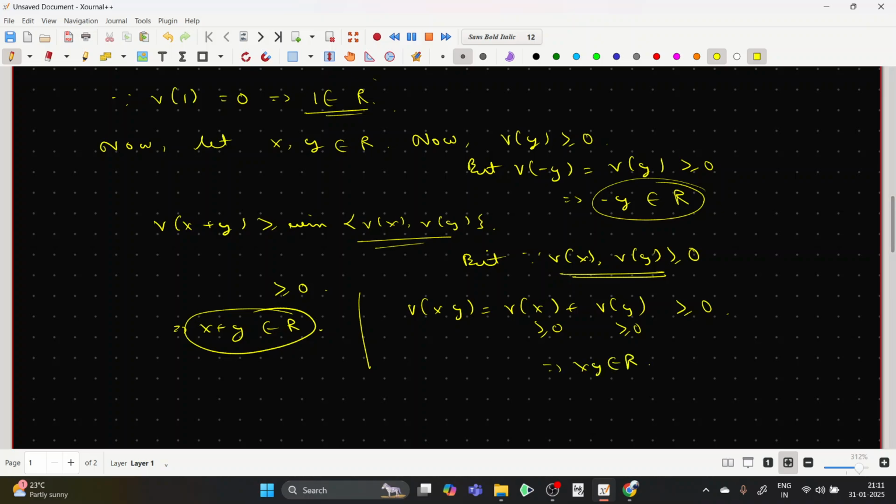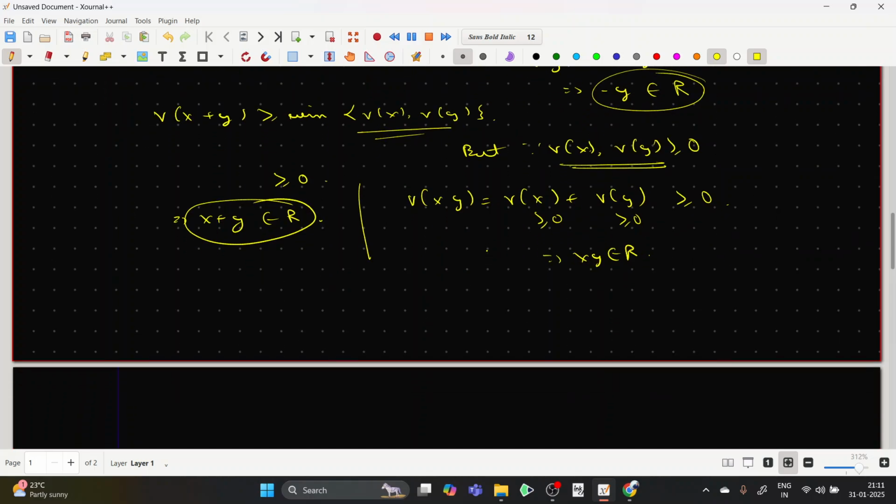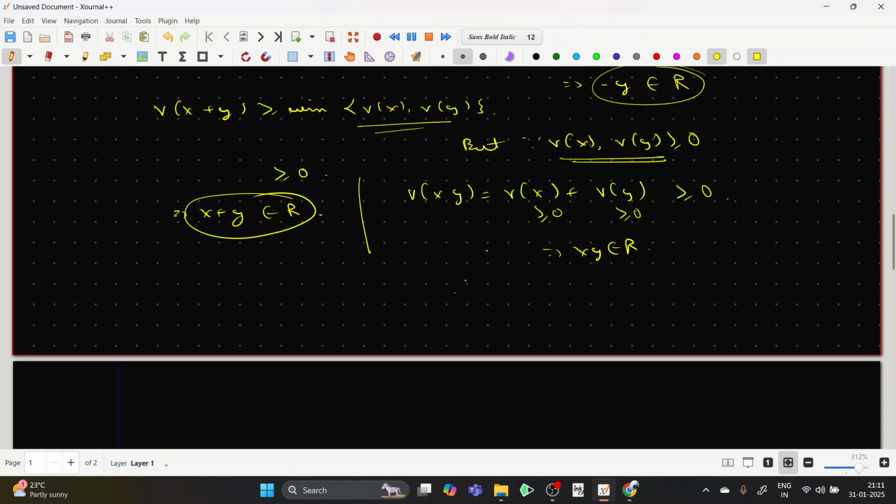So what we have shown: 1 is in R, x plus y is in R, minus y is in R. The associativity properties hold trivially from the operations of the ambient field. So we are done. Therefore what we conclude is that R is a subring of K with identity.